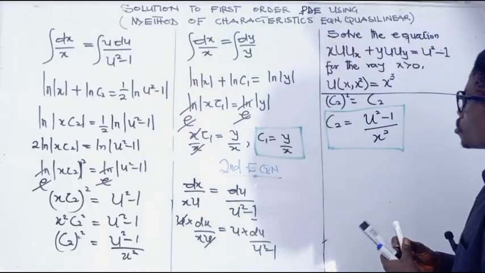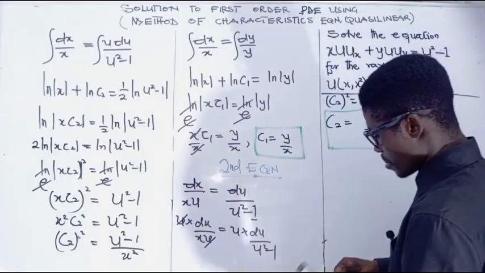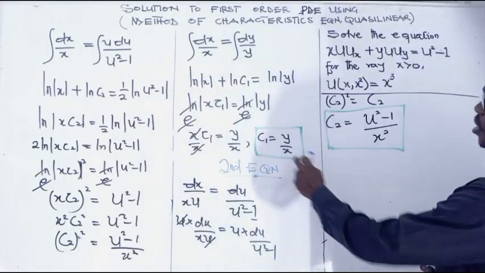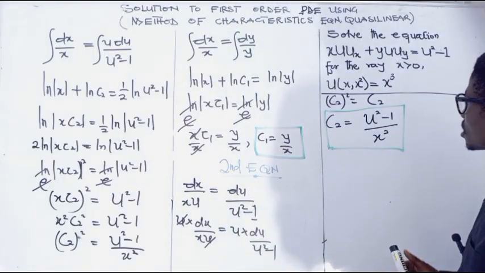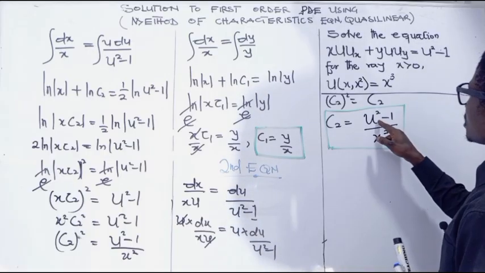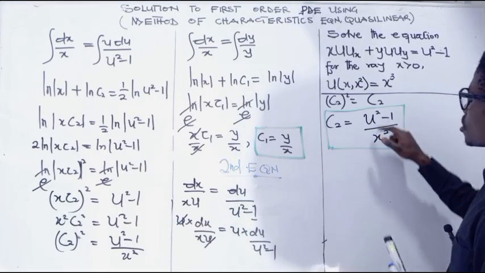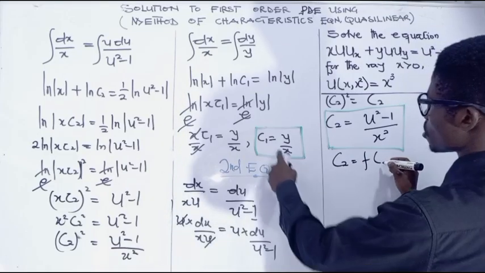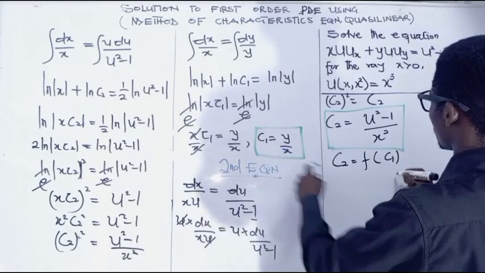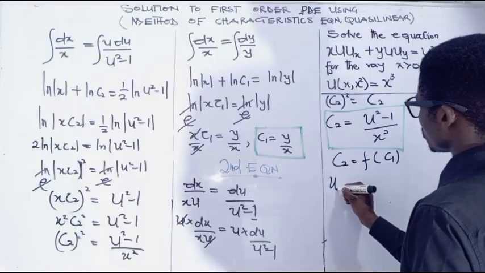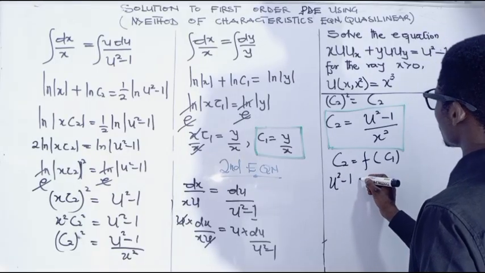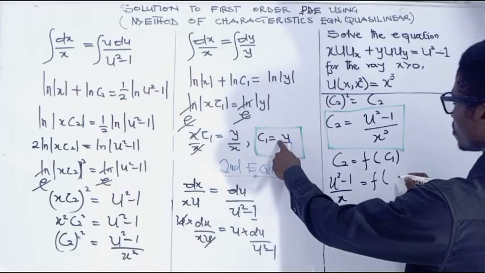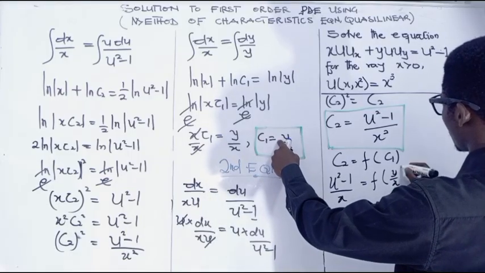Now, since we are having 2 solutions, C2 and C1, one becomes a function of the other. So it is either C2 becomes a function of C1 or C1 becomes a function of C2. Since we are having the u, the dependent variable, in C2, let's make C2 become a function of C1. So for C2 we have u squared minus 1 all over x is equal to a function of C1, we have y all over x.